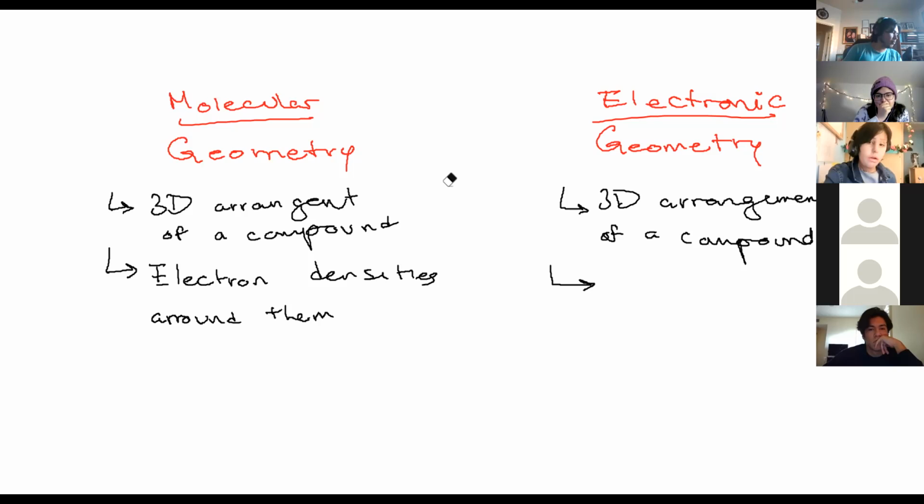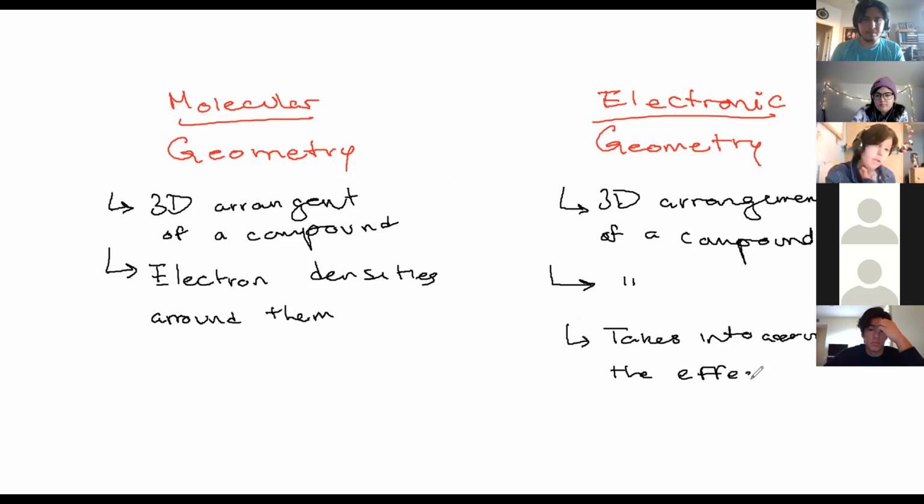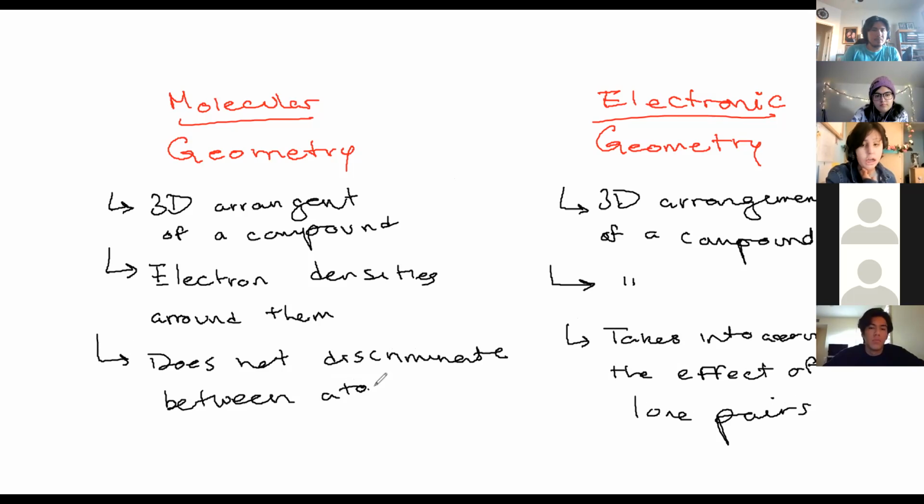But this one actually takes into account the effect of lone pairs. And this one does not discriminate between atoms or lone pairs.